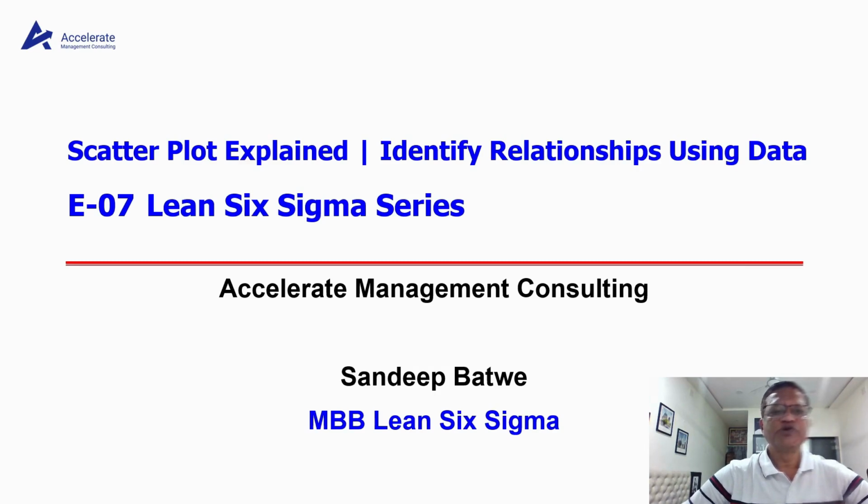Welcome to the seventh episode in the Lean Six Sigma series. In this episode, we are going to talk about scatterplot. As you know, scatterplot is an important tool in graphical data analysis. It helps us identify relationship or correlation between two variables.